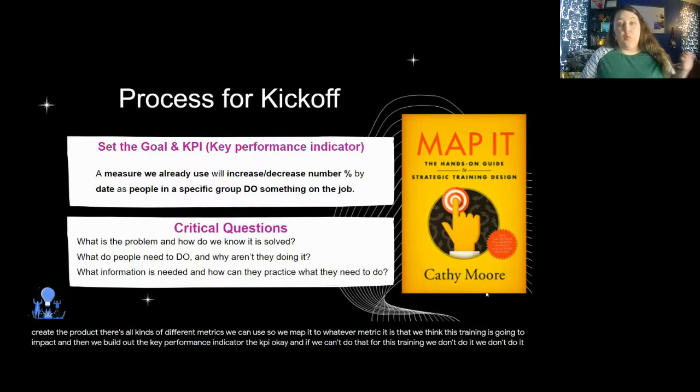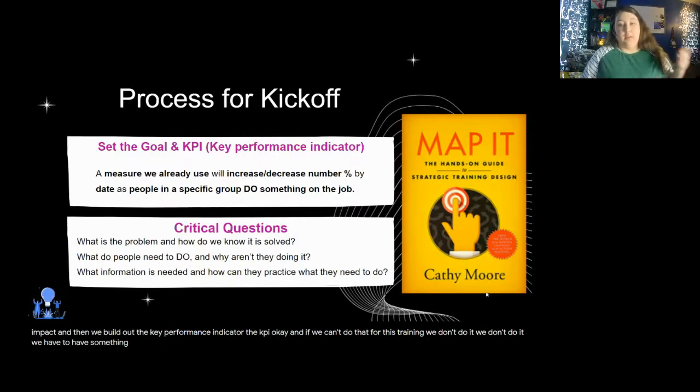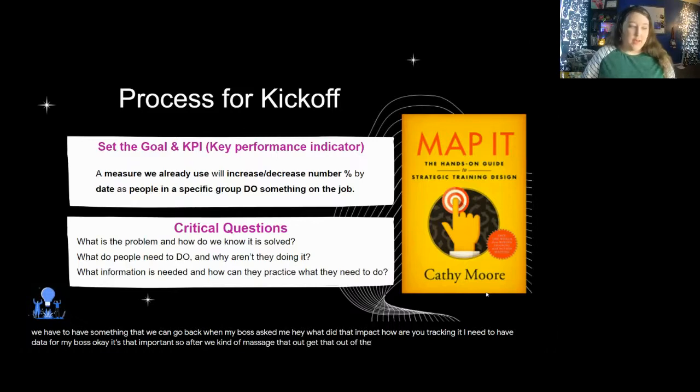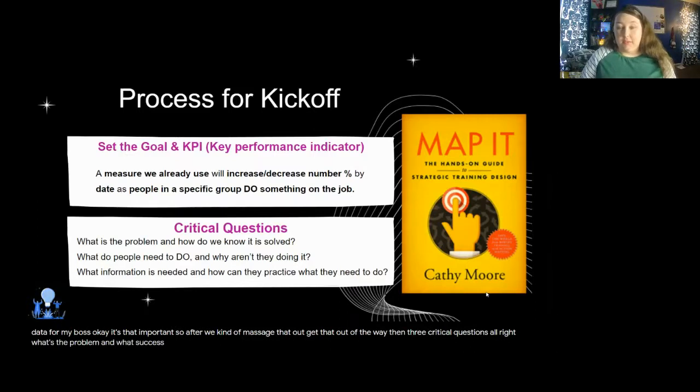We don't do it. We have to have something that we can go back to when my boss asks me, hey, what did that impact? How are you tracking it? I need to have data for my boss. Okay, it's that important. So after we massage that out and get that out of the way, then three critical questions. All right. What's the problem, and what does success look like? So how do we know when we solved it? Right. What is it that people need to do?